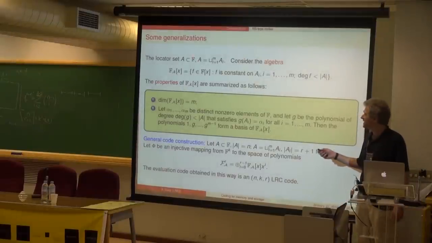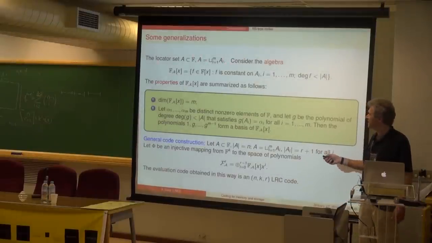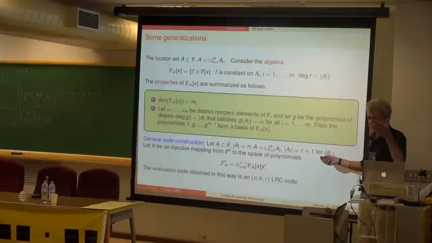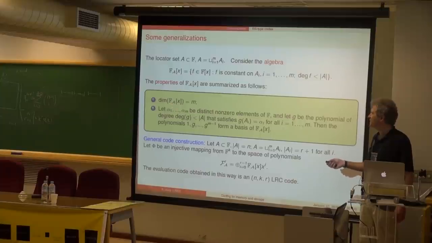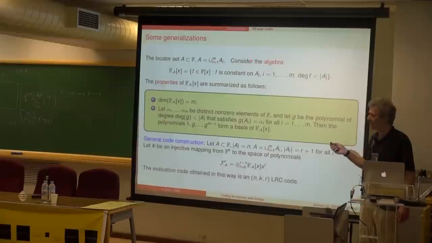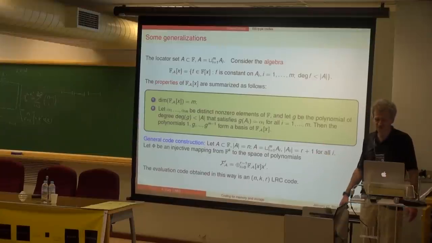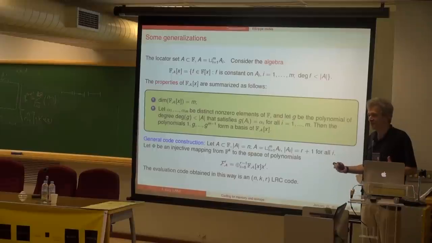So we have the locator set, and we have a partition of that locator set. Let's in general consider the algebra of polynomials such that f is constant on every set in the partition. The dimension of the algebra equals the number of elements in the partition, and there is a way to choose a basis in the algebra. Having chosen the basis, we can construct our code using pretty much the same construction. So this is a general description.